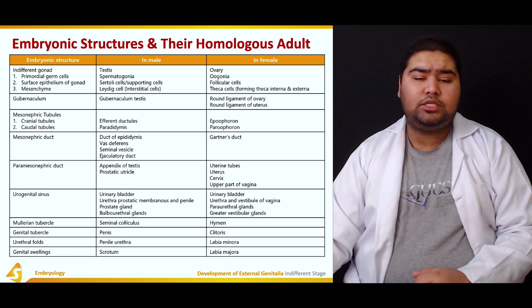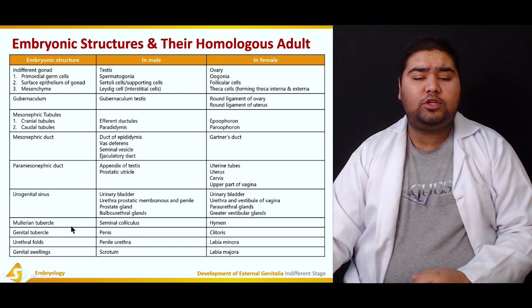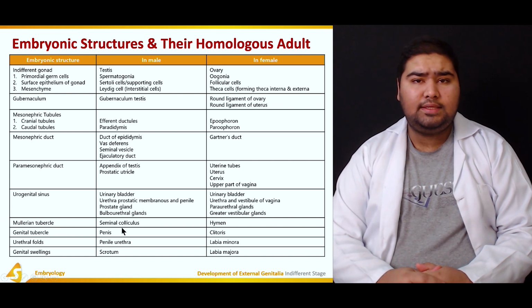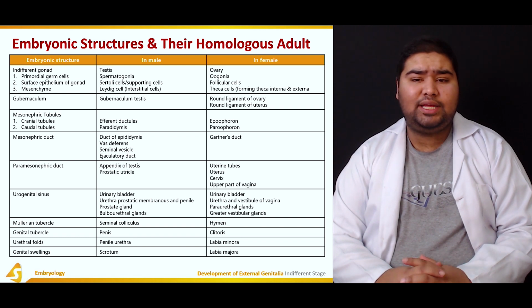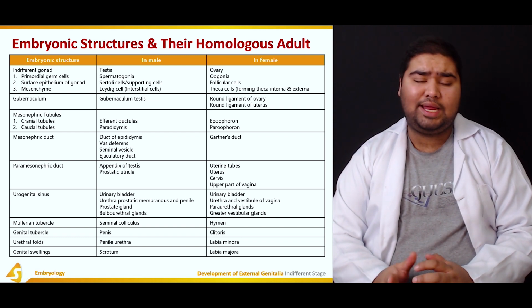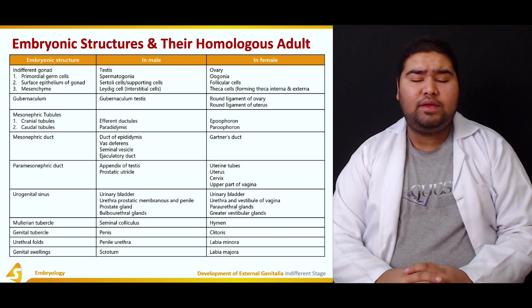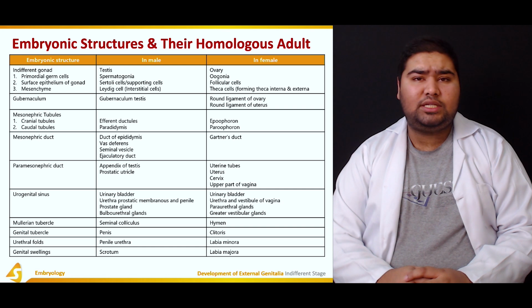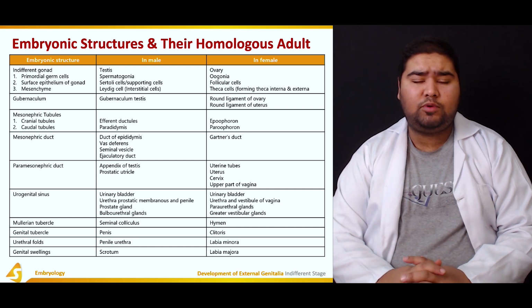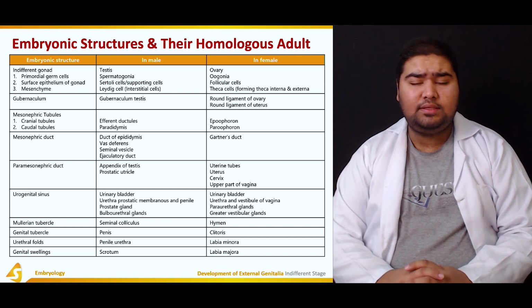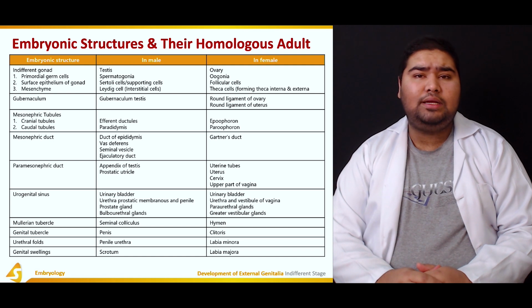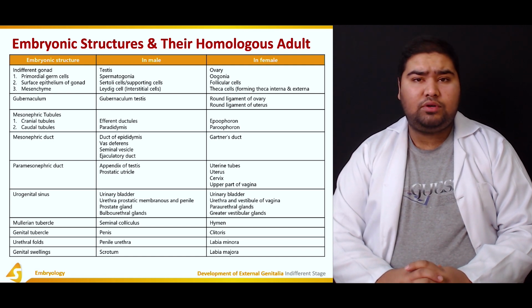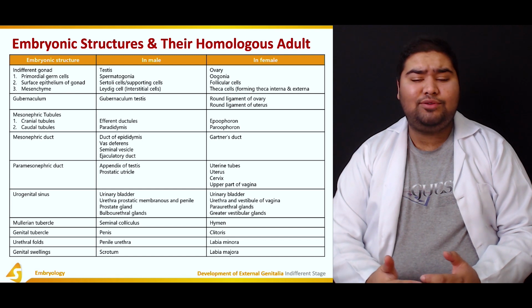Then we have the Mullerian tubercle. The Mullerian tubercle is responsible for the production of seminal colliculus. The seminal colliculus is an adult structure in the male reproductive system, which will be seen in the subsequent slides. And in the female, it is responsible for the production of hymen, which is perforated at puberty so that the menstrual blood can flow. Then we have the genital tubercle. The genital tubercle is responsible for the production of penis. As we know, it elongates to form the shaft of the penis. And in females, it forms the clitoris. Then we have the urethral folds. The urethral folds lie distally to the genital tubercle.